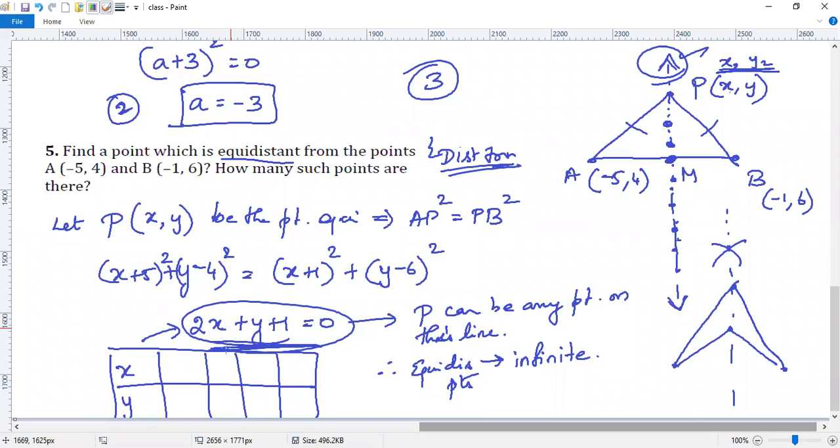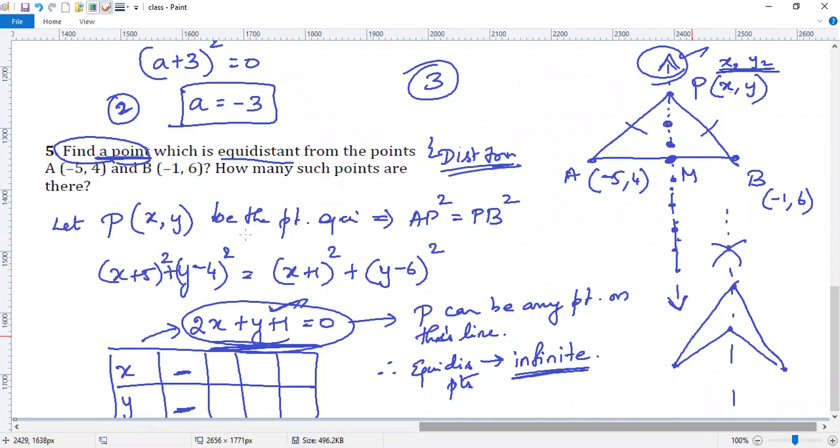To find the points, you can substitute any value of x and find the corresponding value of y. You can plot the points. All those points correspond to this line equation and will lie on the same straight line given by this equation. So we find the equation, and then you mention that there are infinitely many points, all lying on this line.